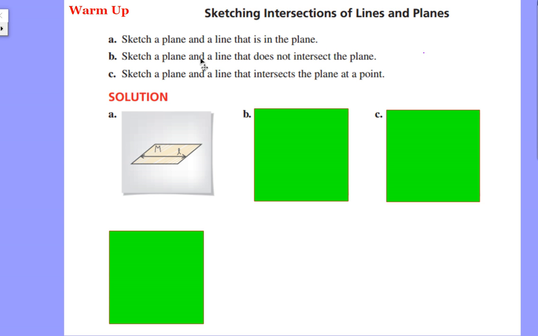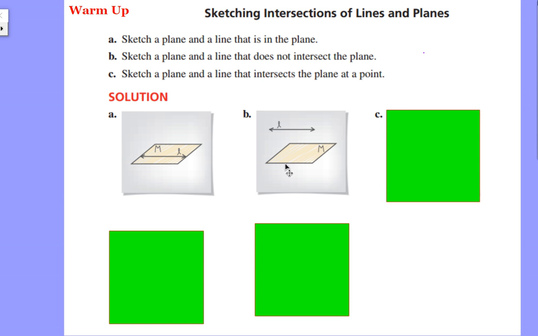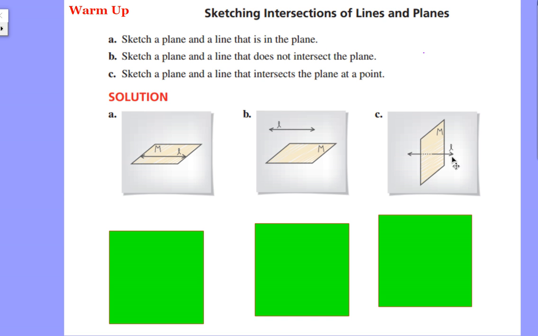Part B says sketch a plane and a line that does not intersect the plane. So no points are going to be in common. So technically these are two parallel figures. Next, we want to sketch a plane and a line that intersects the plane at a point. Well, let's think about this for a sec. If you imagine holding up your piece of paper and then poking your pencil right through it, that is exactly what we're thinking about when a line intersects through a plane at one point, and that would be a single point of intersection.